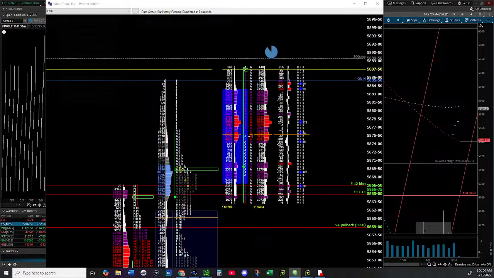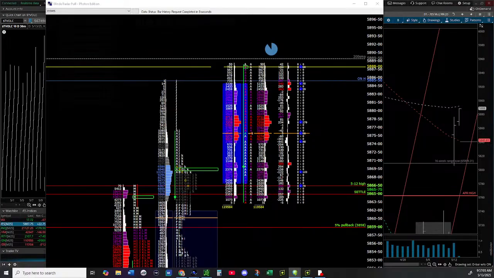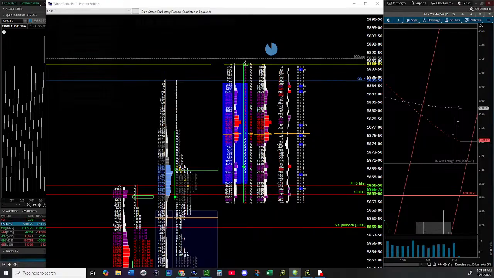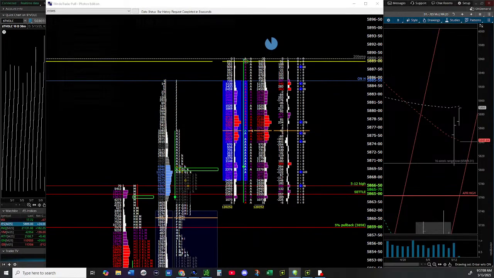Look at where it is right now, getting closer to the 200. Right there, right there, right there. We have 3 there, 5 here. So we may have something here, a little bit of pushback here.